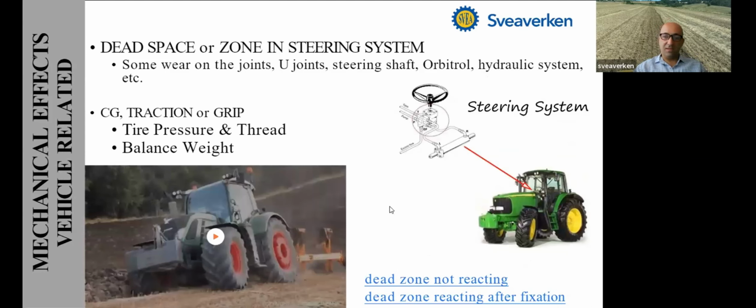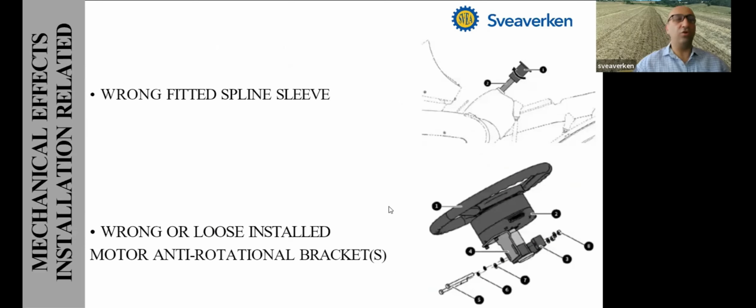So the dead zone or the space on the steering wheel is such an important issue at the beginning. Prior to installation, you should check whether it is dead or not. Is it in good condition or not? Another mechanical issue is the installation. During the installation, especially, the spline sleeve should be fitted well and not moving in 3 dimensions. Even the anti-rotational brackets may sometimes be installed loosely or wrongly. So the motor shouldn't move even 1 centimeter.